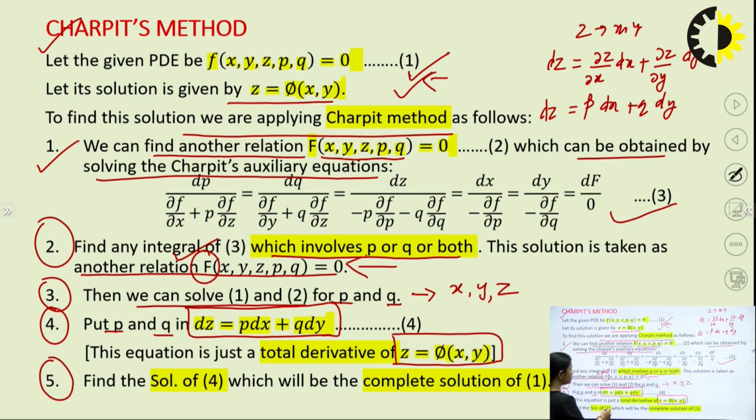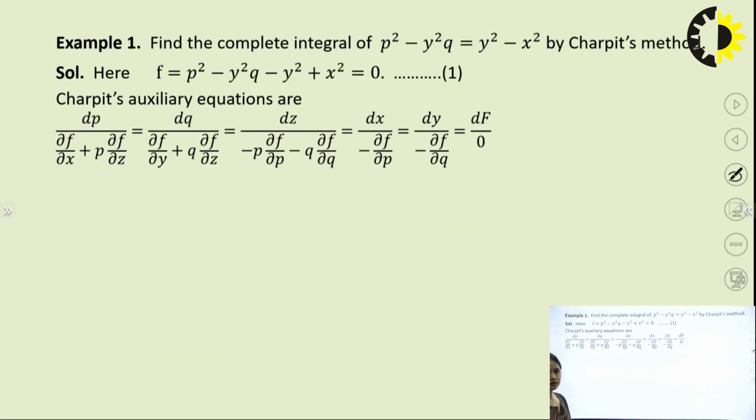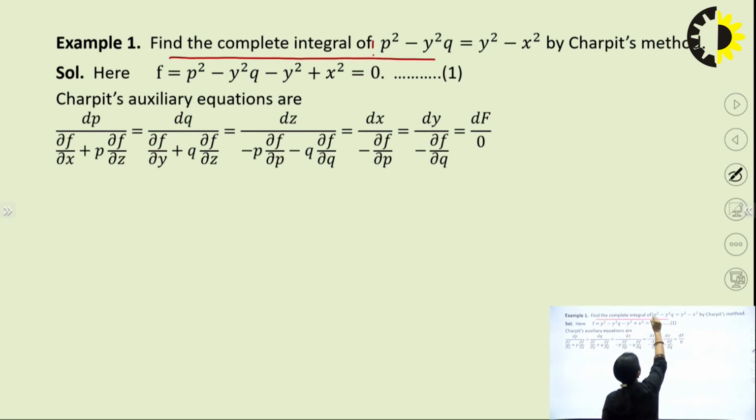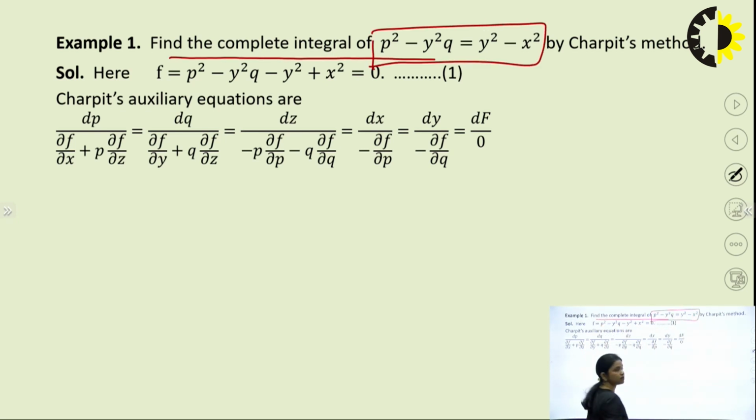Now come to the next step. Here we have to find the solution of the equation dz = p dx + q dy just by direct integration. If we can find this solution, then this solution is the complete solution of the given partial differential equation. So this is all about the Charpit method. Let us apply this method to some examples. I am going to discuss the first example: find the complete integral of this equation by Charpit's method.